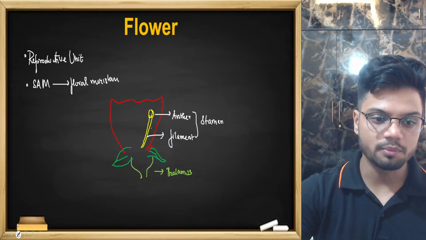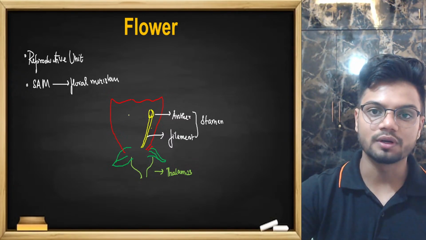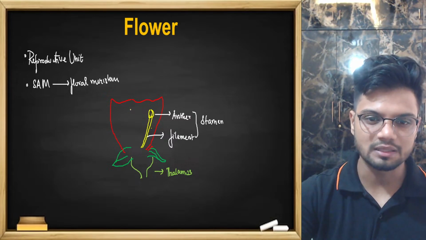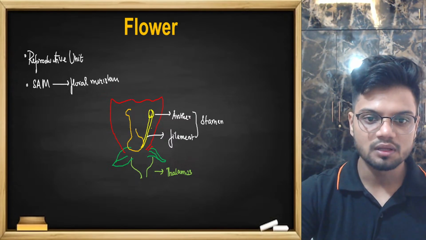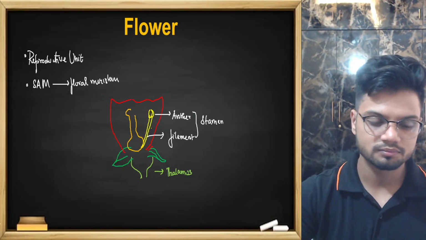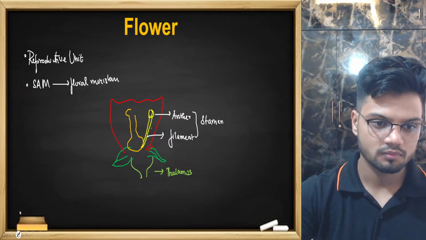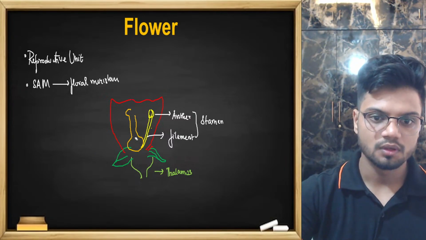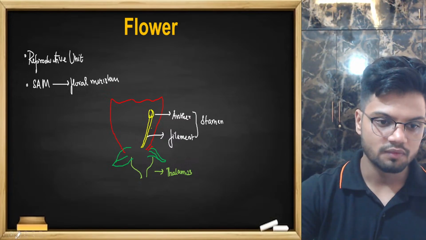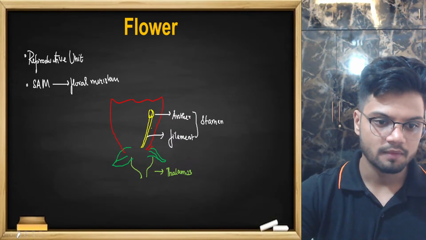Now, what about the female reproductive part? The female reproductive part is called the pistil. A pistil has three main parts: stigma, style, and ovary. That is a pistil.